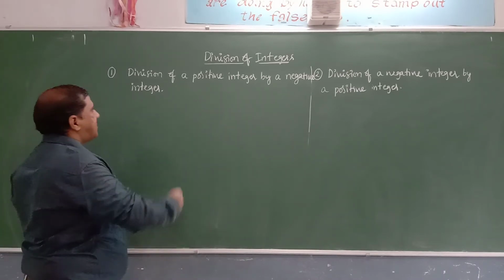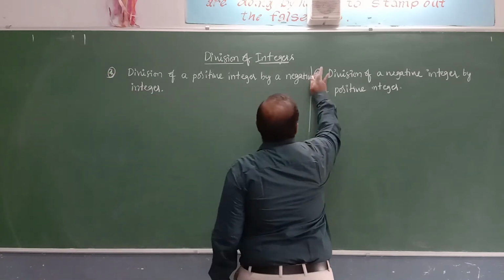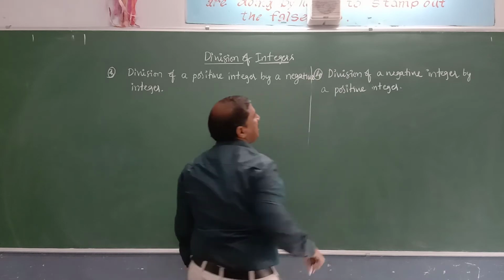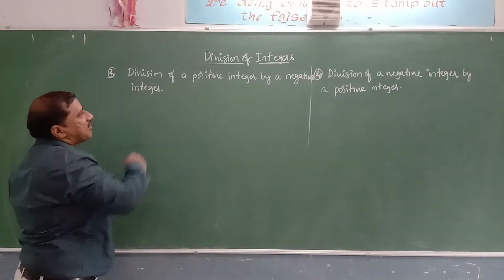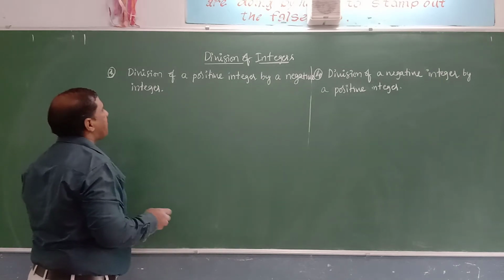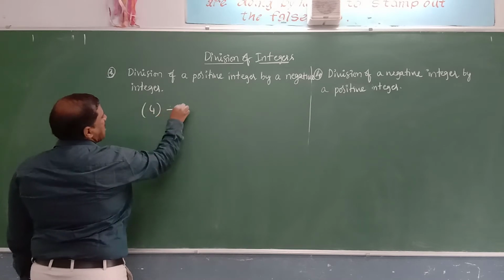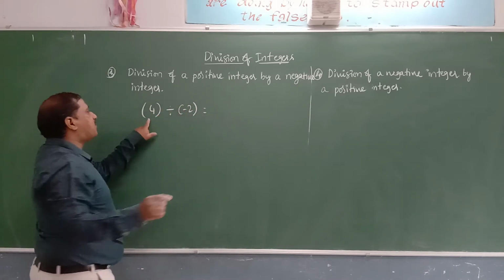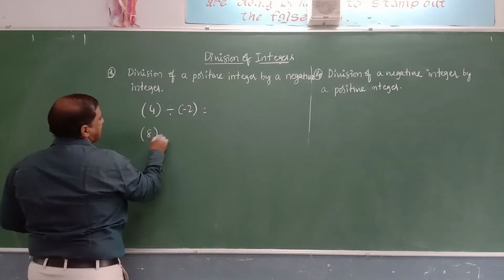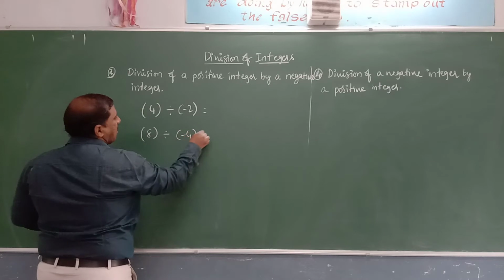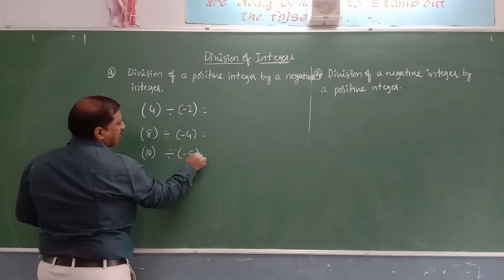Now we will discuss the other one. It is division of a positive integer by a negative integer. Similarly, a division of a negative integer by a positive integer. So division of a positive integer by a negative integer. See examples here. 4 means it is plus 4 divided by minus 2. We are dividing a positive integer by a negative integer. Similarly, we take 8 divided by minus 4, or we take 10 divided by minus 5. So what result do we get?